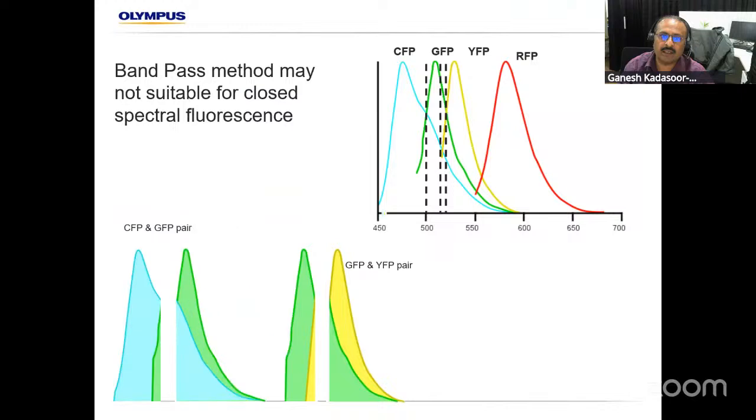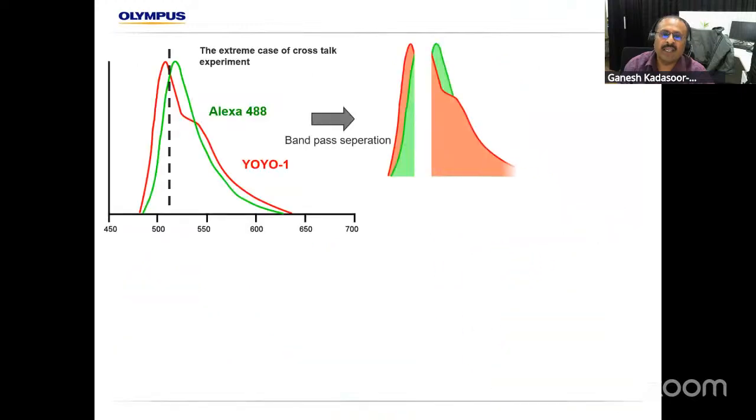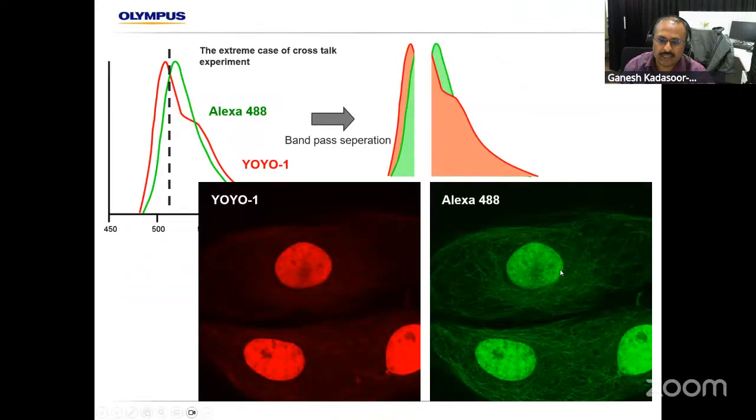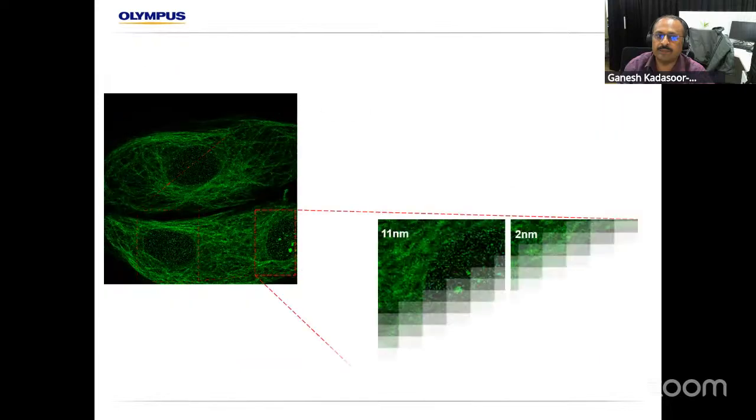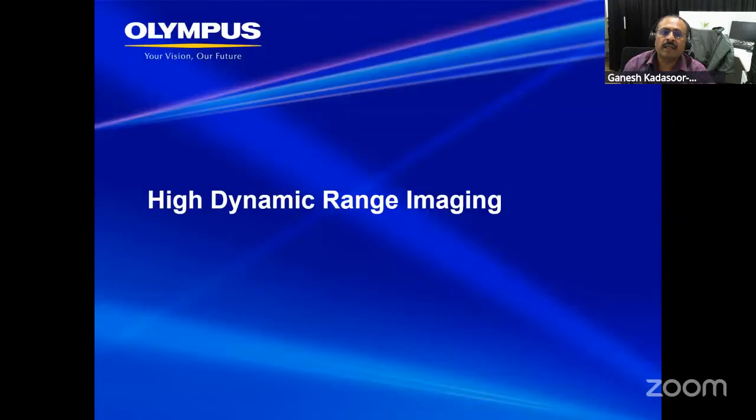Just let me come back to this one. If there are two different colors, one is a nucleus, the other one is the microtubule, and if there is an overlap, we can clearly separate them using a confocal microscope. Okay, coming to the other image.